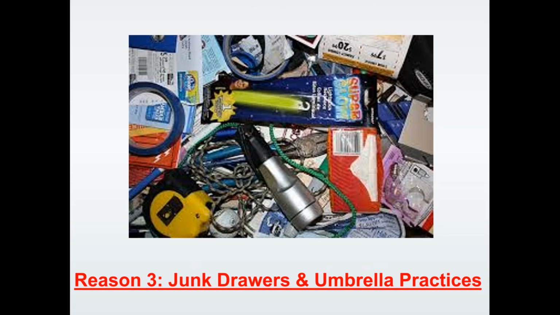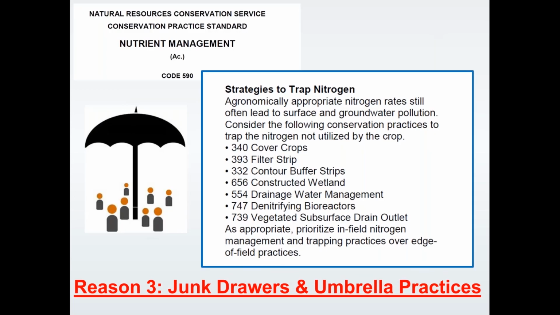The other reason that you might not see your BMP is, and this is a Ray term, junk drawers, and what I call umbrella practices. Some NRCS practices are actually a level above an actual practice. If you look at nutrient management 590 and read the technical documentation on 590, it will tell you that there are more specific practices going on the ground. And we saw some of that in the previous note about the primary and then the practice details.